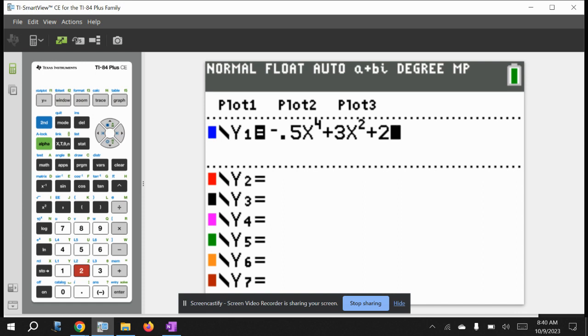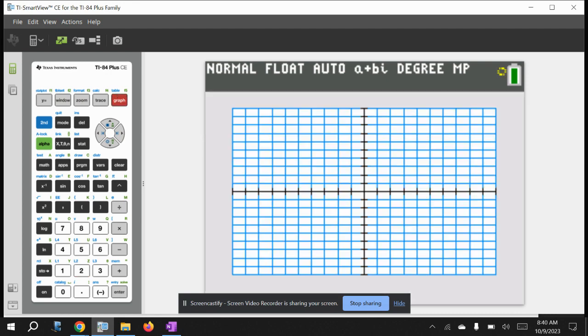Both going to be down because it's an even degree. 4 is the highest power, right? And it's got a negative leading coefficient. So we know it's going to open down. We know that before we even look at the graph. The graph. All right. So this one, because of the other pieces, it has some peaks and valleys.